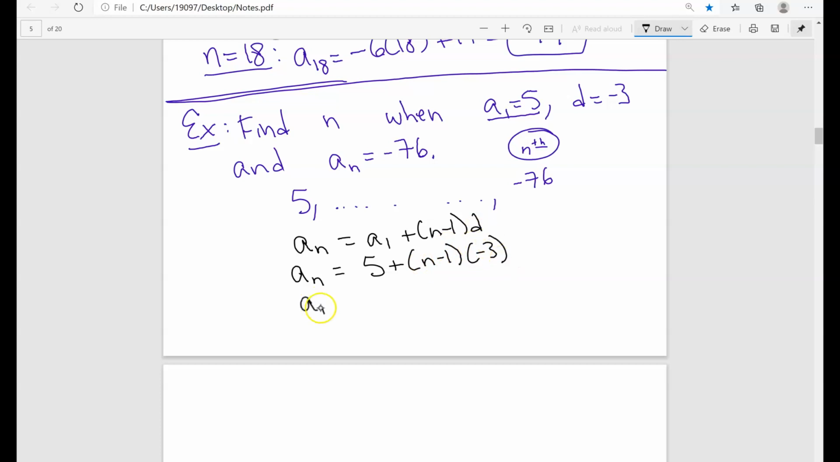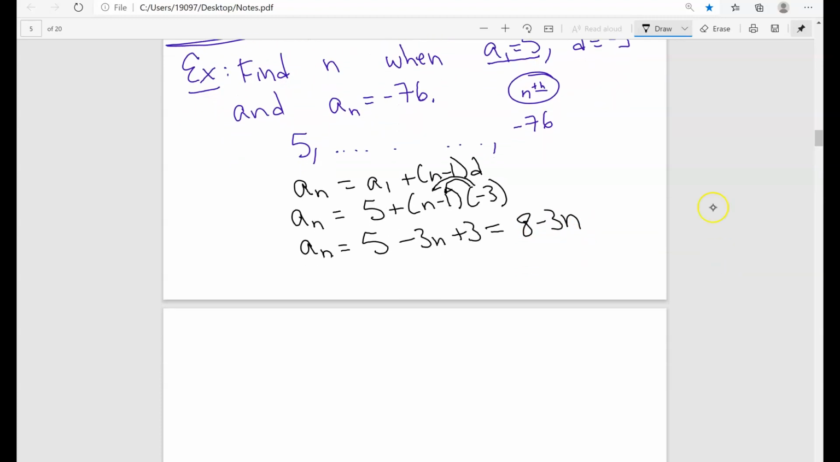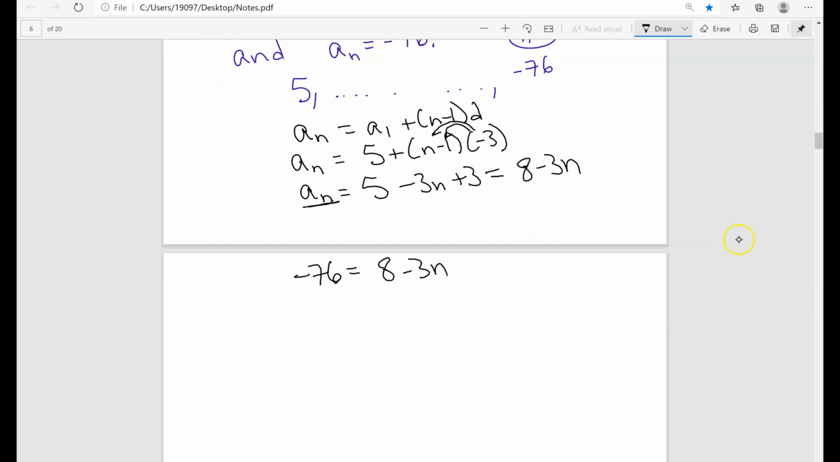Okay, so let me simplify this a little bit. So I get 5, and I'm going to FOIL this thing in. So you're going to get -3n plus 3. That's going to give me 8 minus 3n. Okay. So now notice, I know what the nth term is. That's -76 is equal to 8 minus 3n. So now I can figure out what that value of n is.